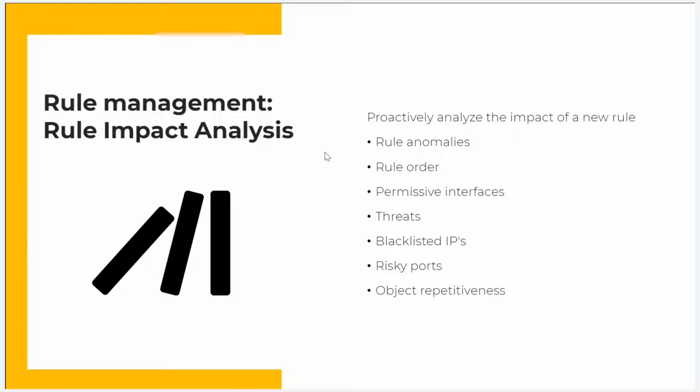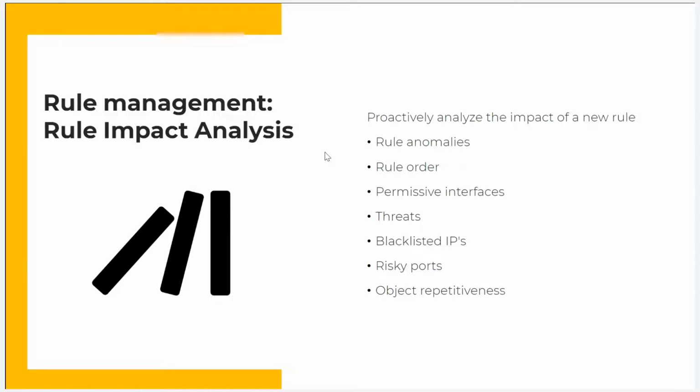The simplest error can trigger a massive security loophole that either allows malicious traffic to sneak in or blocks legitimate traffic that can disrupt your normal business. With Firewall Analyzer's rule impact analysis, you can easily determine if the proposed new rule is going to impact the existing rule set in a negative manner.